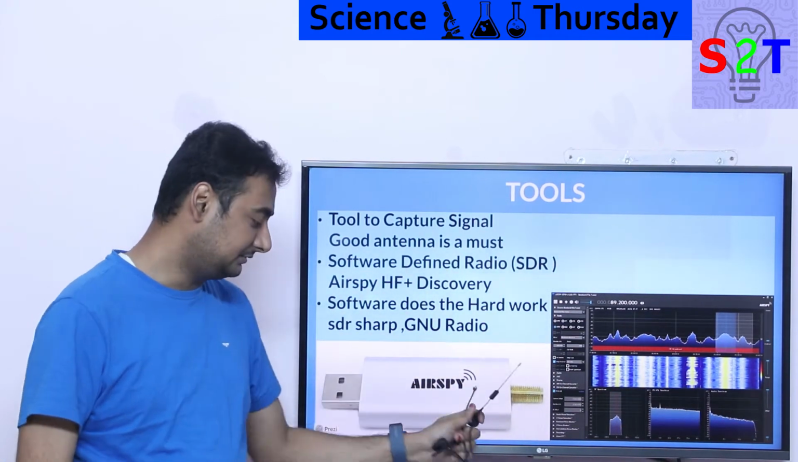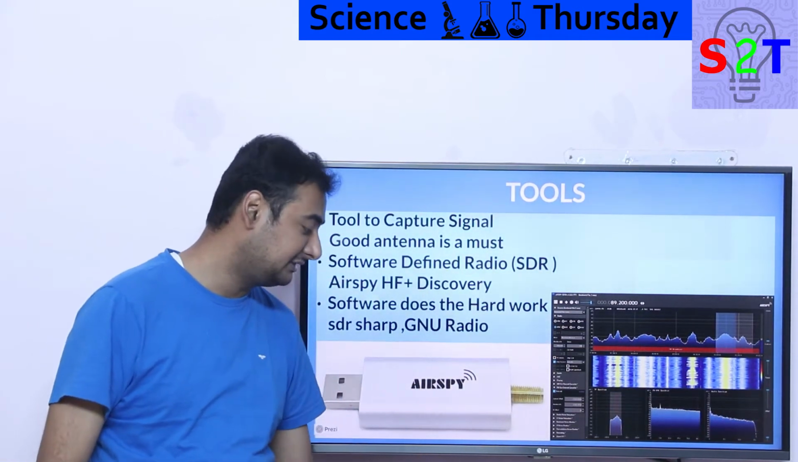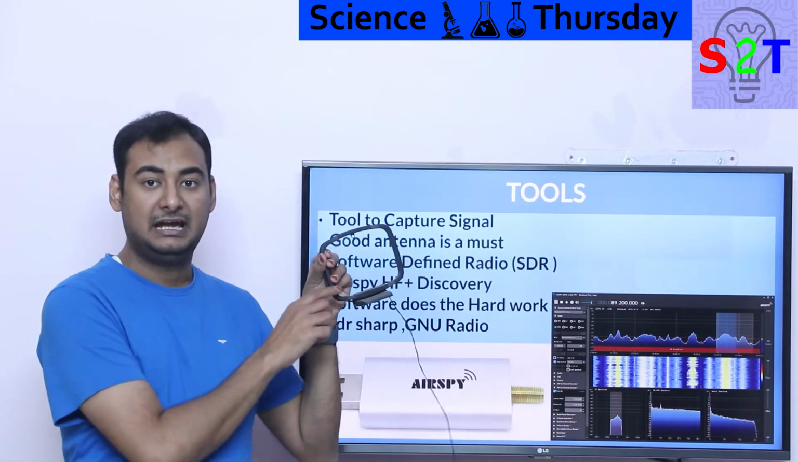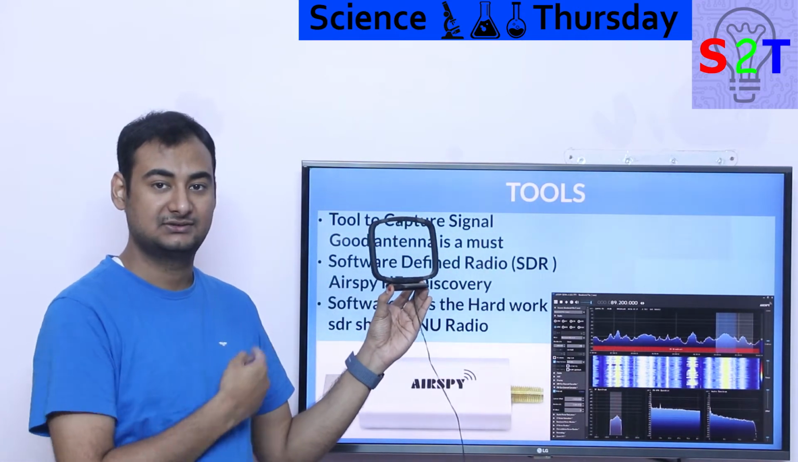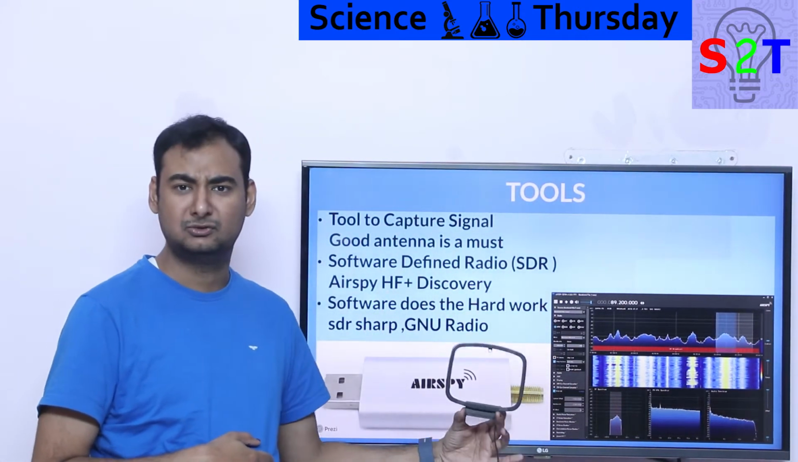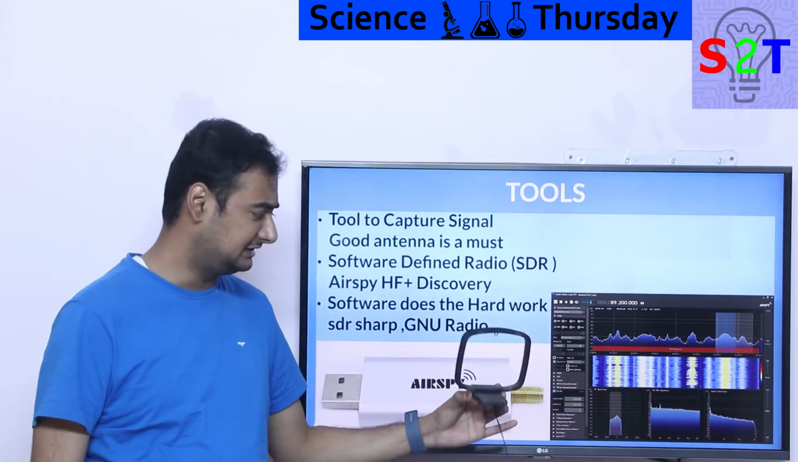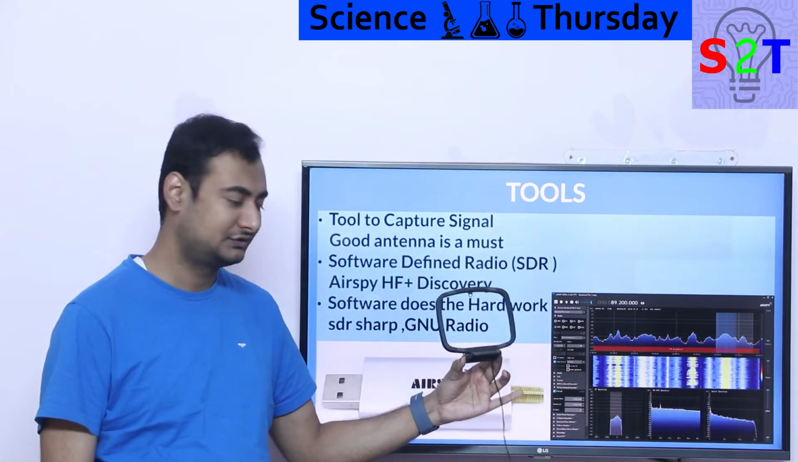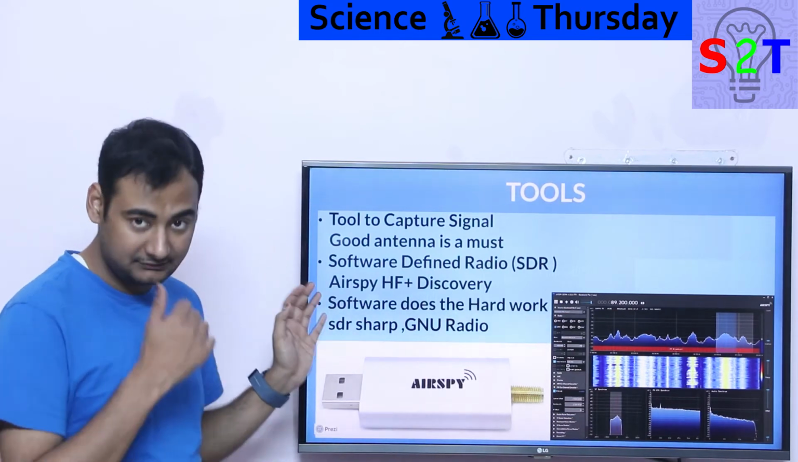That's the first step. So you can start with that, or you can even utilize something like this. If FM is your primary focus, you can utilize this sort of antenna, called a loop antenna. I'm pretty sure if you have a deck, it may come with this antenna in the box. So that's the first step.